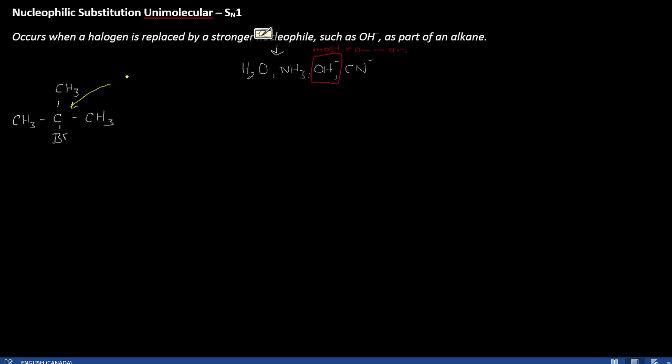But in this case, the bromine will be found on carbon 2, so it'll be 2-bromo-2-methylpropane, and that carbon is now a tertiary carbon. Tertiary is important because the tertiary carbon favors the Sn1 mechanism as opposed to the Sn2 mechanism. Right? This has to do with what you can see right here on the screen.